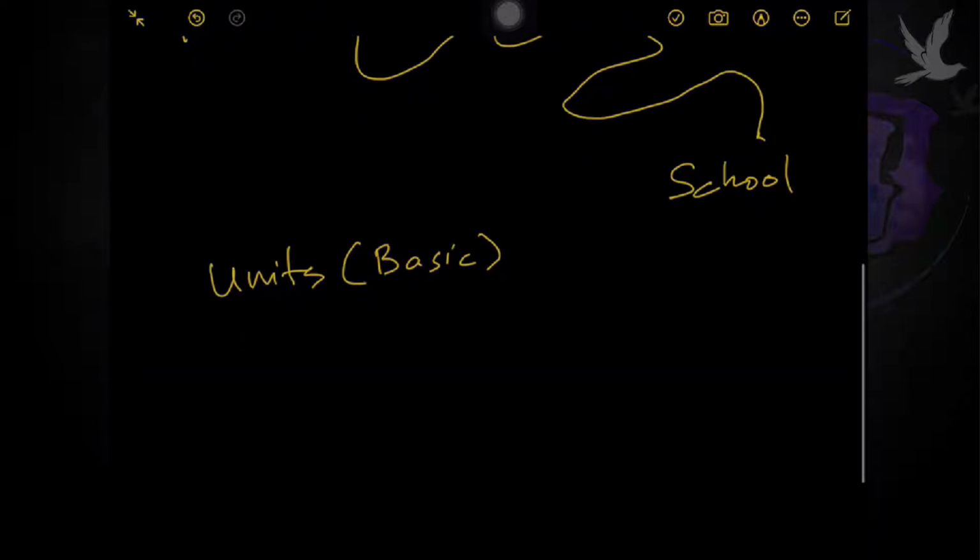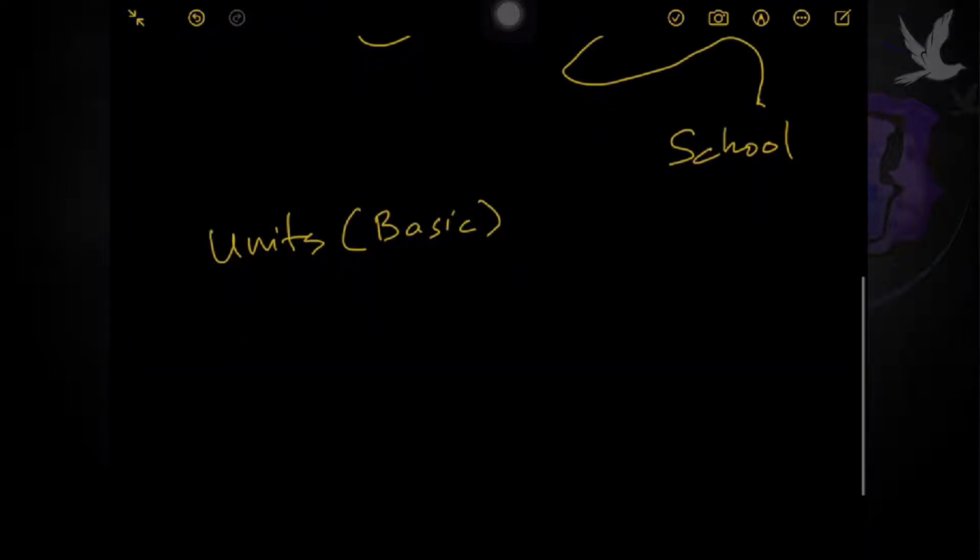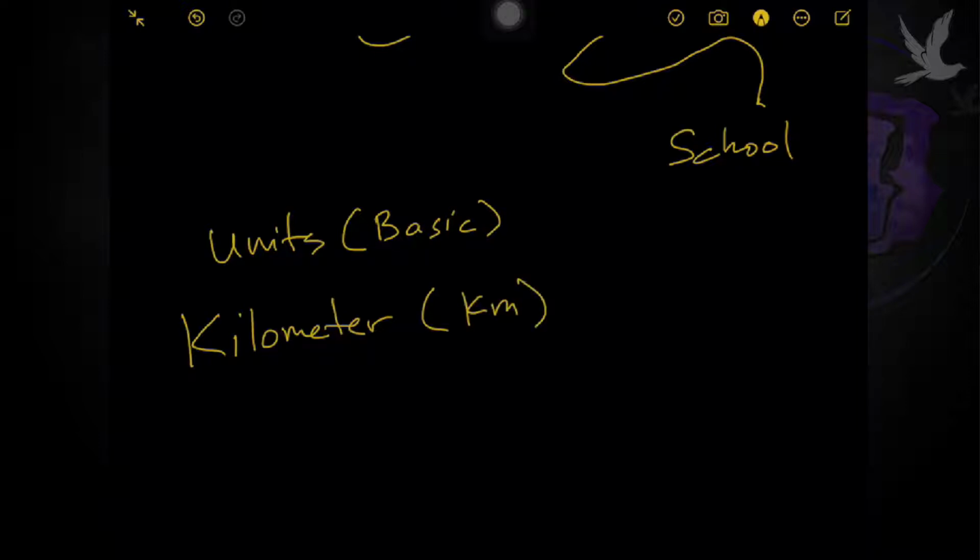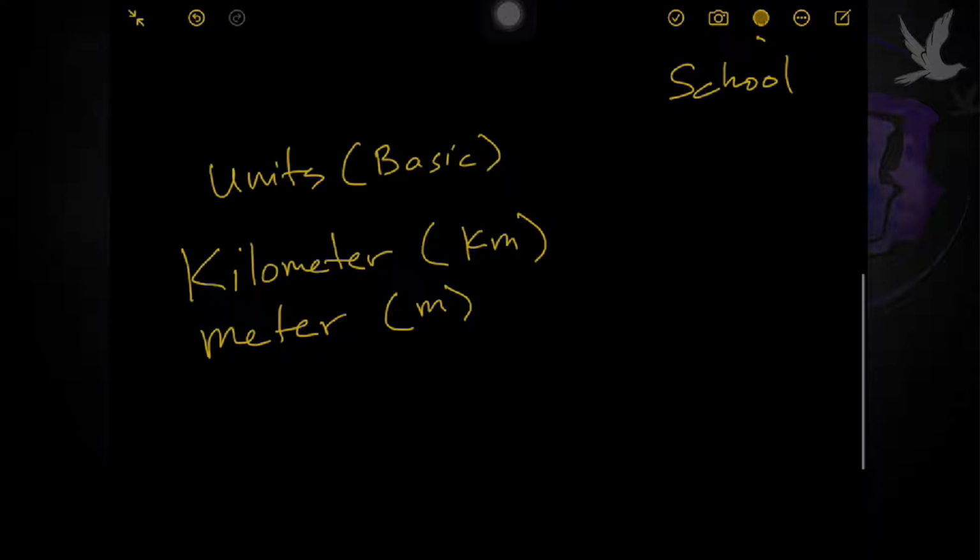So for units of length, we have kilometer, which has an initial or a unit of km. We also have meter, represented by the letter M. And we also have the unit of centimeter.